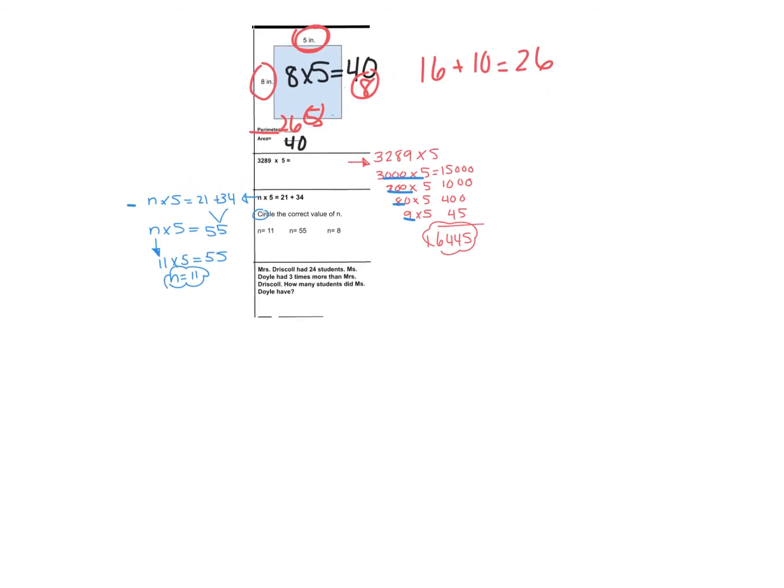All right, now we have our CGI question. So Mrs. Driscoll had 24 students. Ms. Doyle had 3 times more than Mrs. Driscoll. How many students did Ms. Doyle have? So we have Driscoll and we have Doyle.